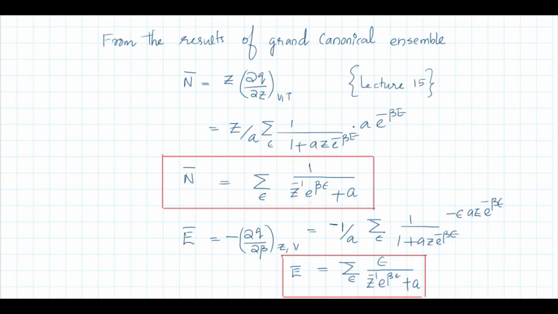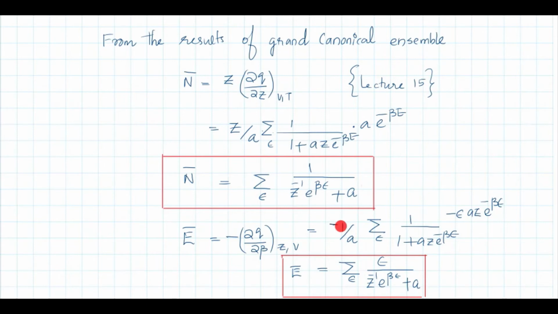You will get A. So n bar is the sum over all single particle energy states of 1 divided by z raised to minus 1 e raised to beta epsilon plus A. What is E bar? E bar is by definition minus dou q by dou beta at constant z. So take the derivative with respect to beta.